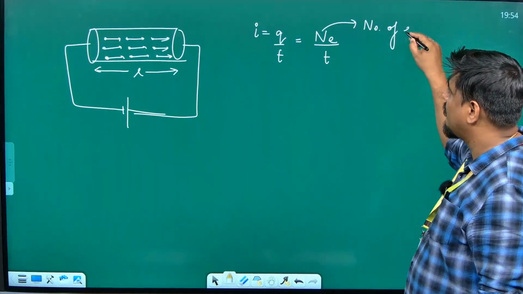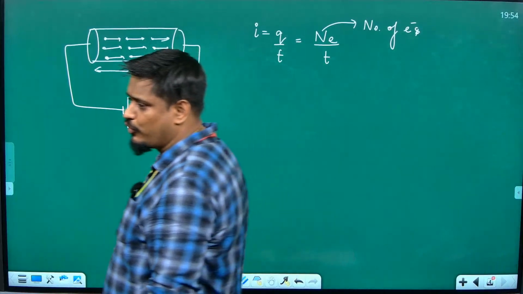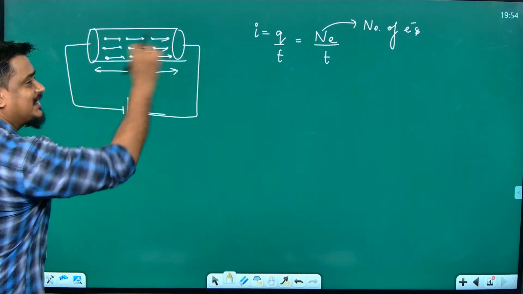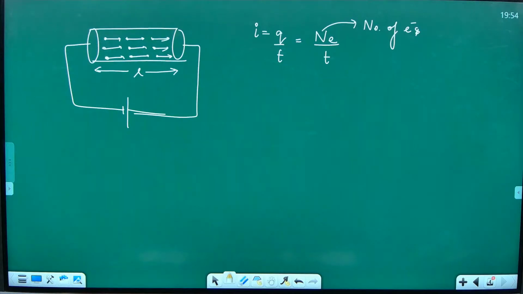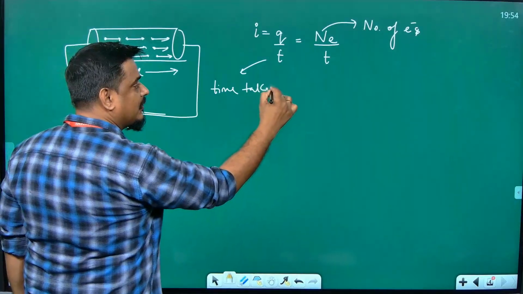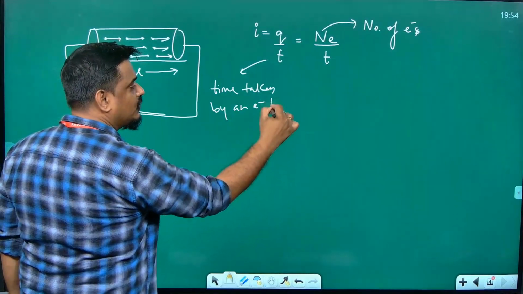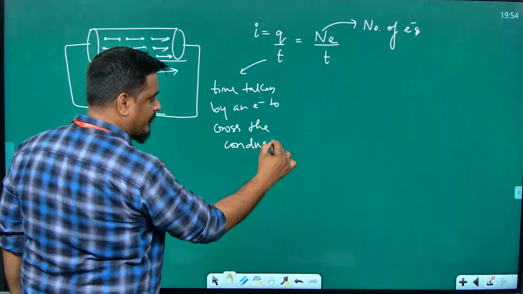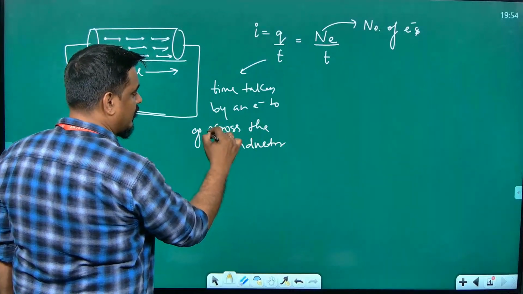So I am taking capital N as the total number of electrons. If you take the total number of electrons and multiply by the basic elementary charge, which is 1.6 × 10^-19, you get the total charge. Divide that charge by time and you get the current. What time? The time taken for the electron to cross this conductor. To cross the conductor means to go across the conductor.